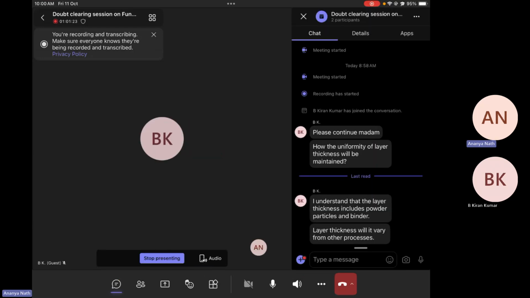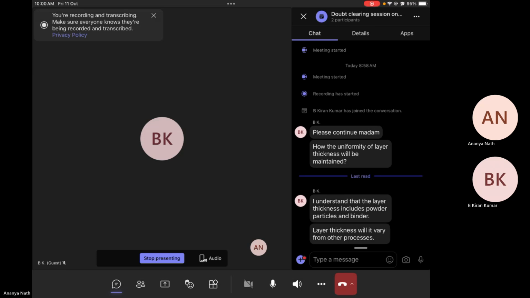I understand that the layer thickness includes the powder particle and binder layer thickness. Will it vary from other processes? No. Okay. Layer thickness will not be varied. Layer thickness will be the same as powder bed fusion, that is 10 to 45. And as you are now depositing droplets of ink, obviously your droplet will be very small, so your layer thickness should be very small. Is that answering your question? Yes, madam. Okay.